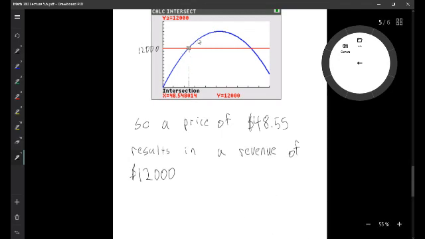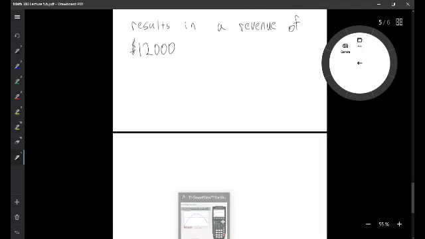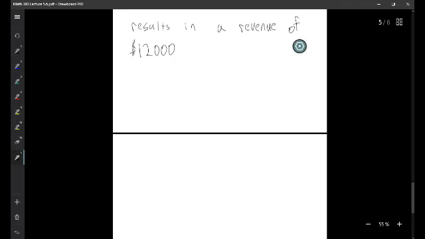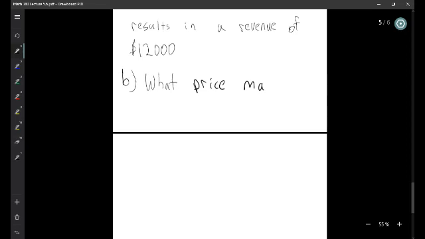And you could use this curve to figure out what would be the optimum price in order to generate the most revenue, which we will do now. And we'll call this part B. What price maximizes revenue?